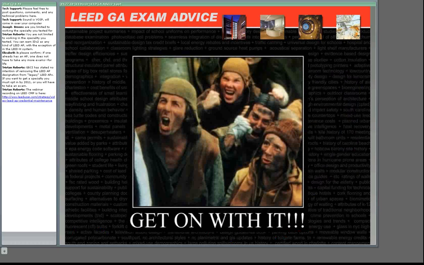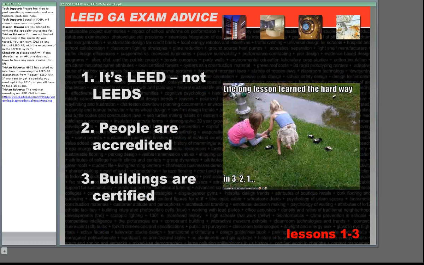So anyway, moving on, getting into the brunt of it here. The first thing I'm going to do, I give this lesson to every class I've taught every single time. If you learn these three things, you're probably not halfway there, but you're far better off than you were before. First off, it's LEED. It is not leads. Do not ever call it leads. It's one of those instant credibility killers.